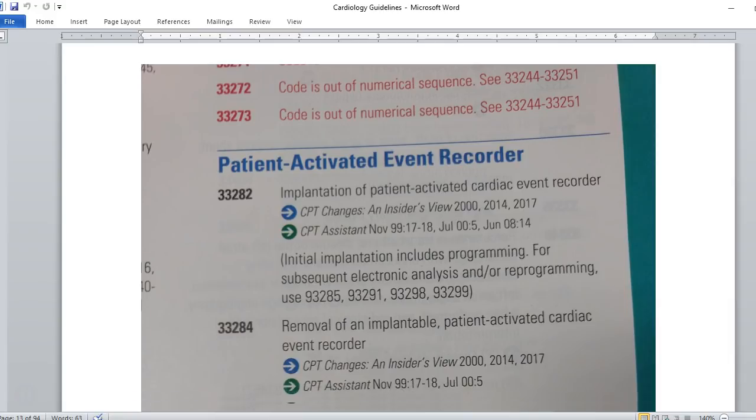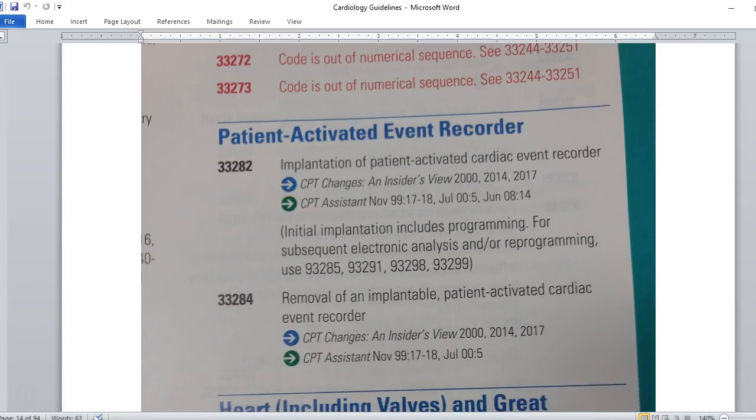Now, there are no guidelines for the patient-activated event recorder. This is something that's usually done for anywhere between 30 to 90 days, usually around 90 days. The purpose of this is that when patients go to the cardiologist or go to the hospital, they don't always feel what they're feeling when they're at home, at work, or doing their daily duties. So if the patient's having different types of complications with their heart during their daily life, and it's not happening in the doctor's office, they might implant this to see what happens.